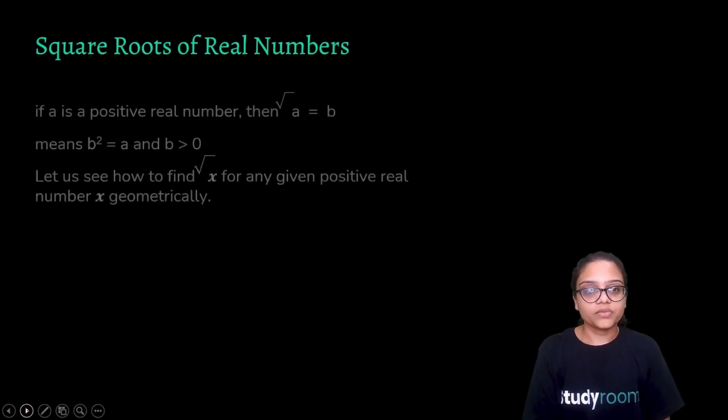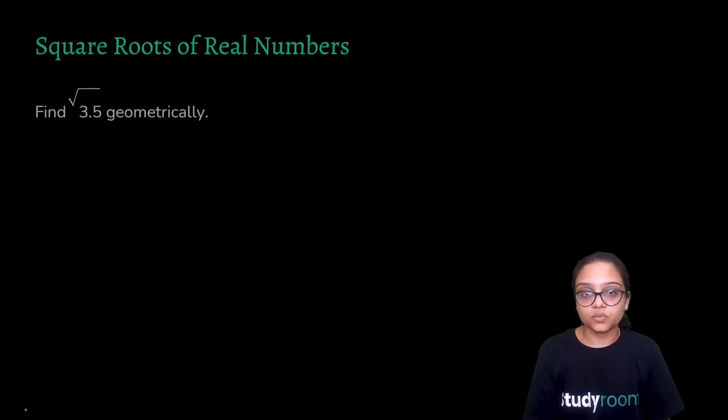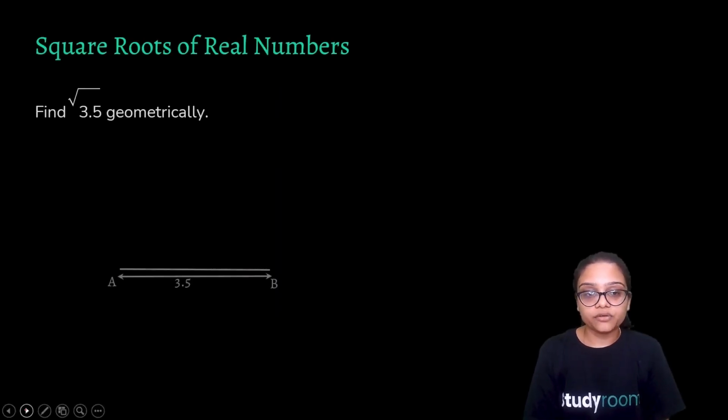If a is a positive real number, then root a equals b means b square equals a, for b greater than 0. Let us find root x for any positive real number x geometrically. Let's see how to find square roots geometrically. We need to find root 3.5.